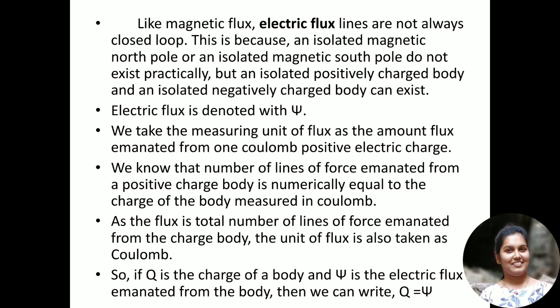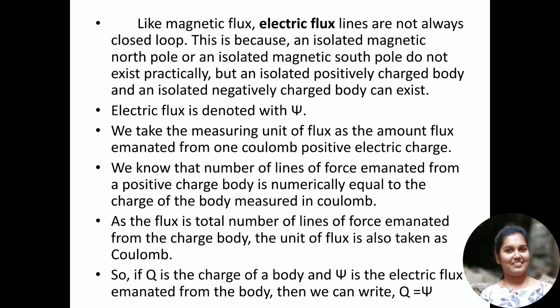So that's why magnetic flux is always shown in closed loops. But an isolated positive charge and an isolated negative charge can be represented. That is why electric lines of flux are not always in closed loops. Electric flux is denoted by the letter psi.